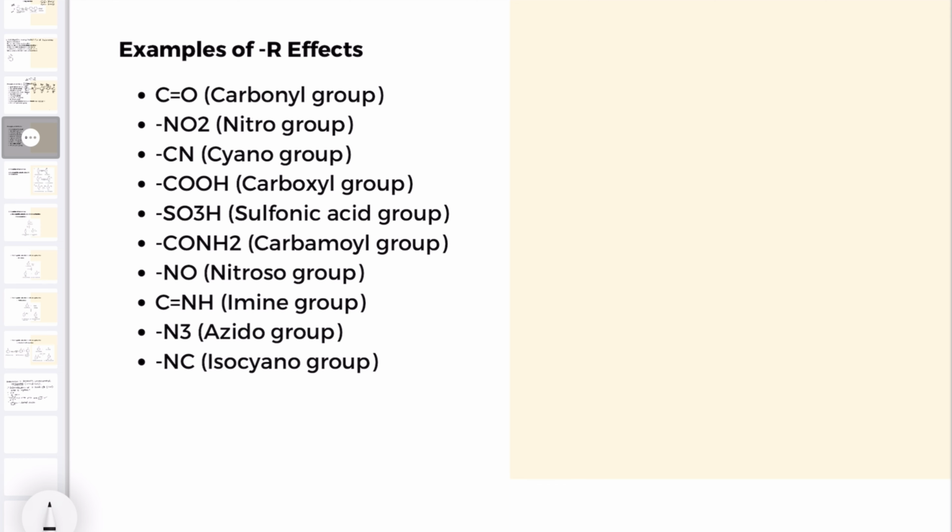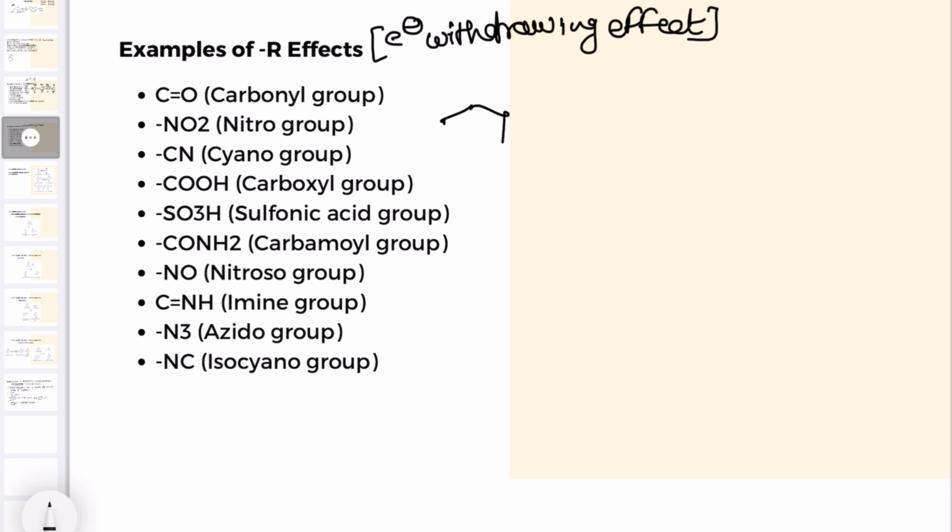Then see the minus R effect. Minus R effect, that means electron withdrawing effect. Electron withdrawing effect. इसमें क्या होता है, जो हमारा first structure रहता है, कोई भी example ले सकते हैं हम. Here we are taking an NO2 group. Okay, here our nitrobenzene structure is there.